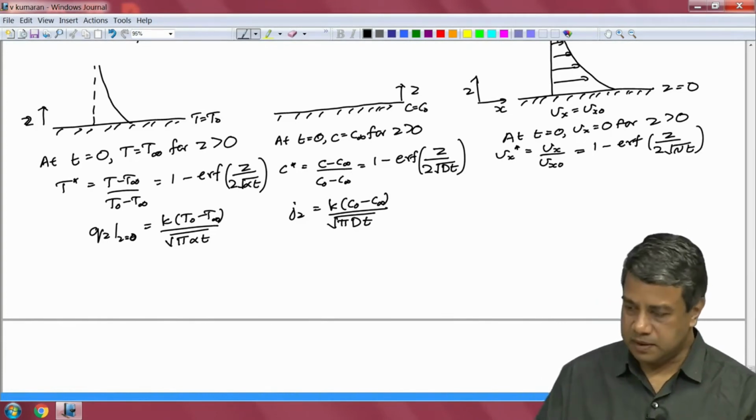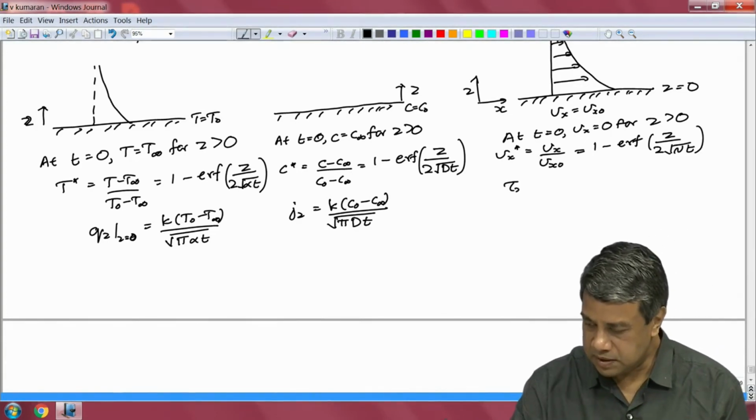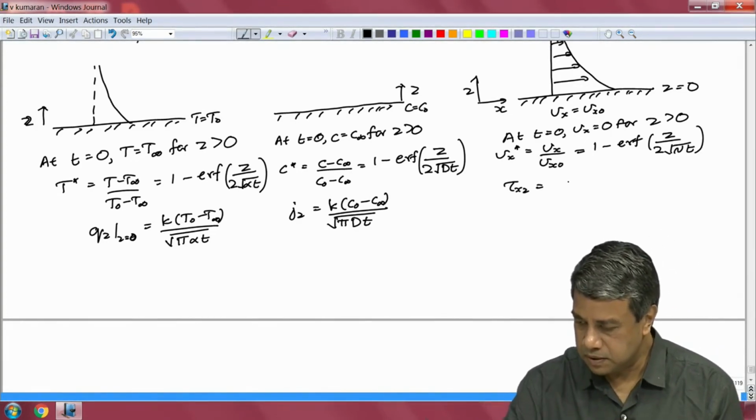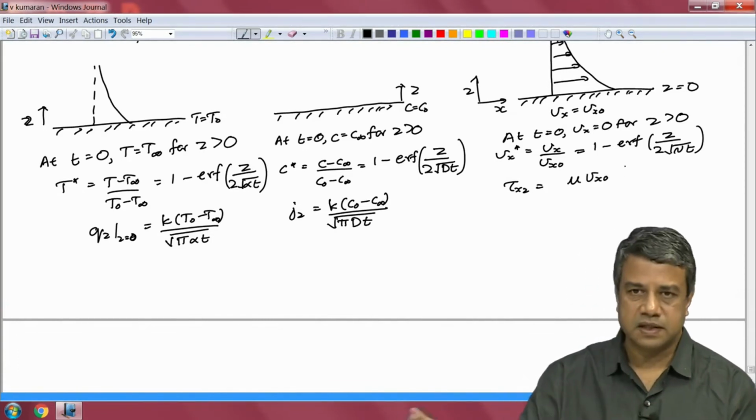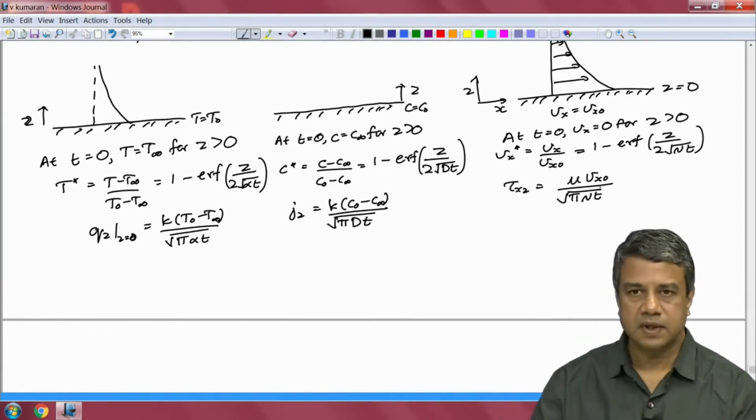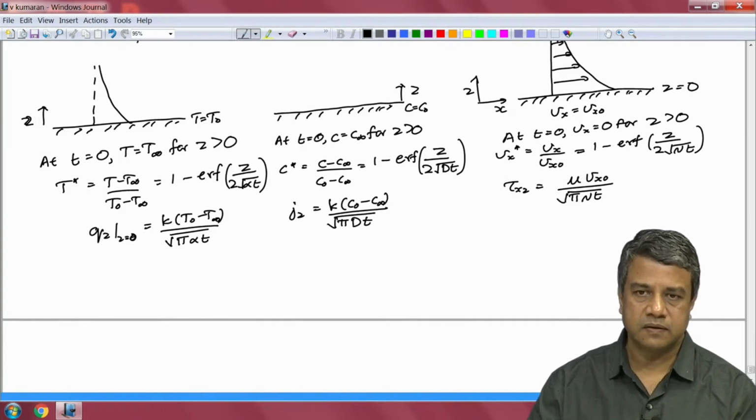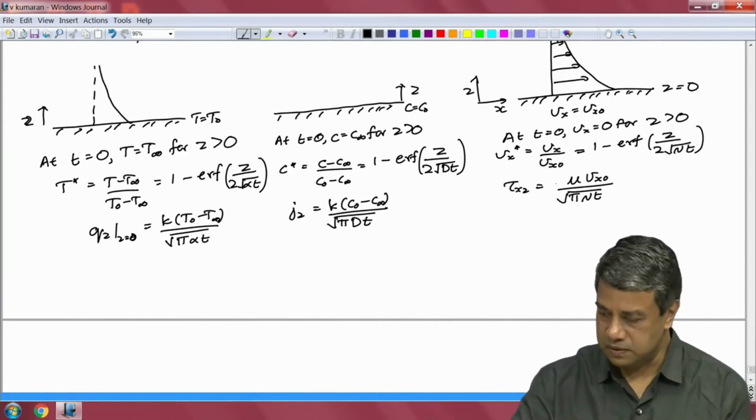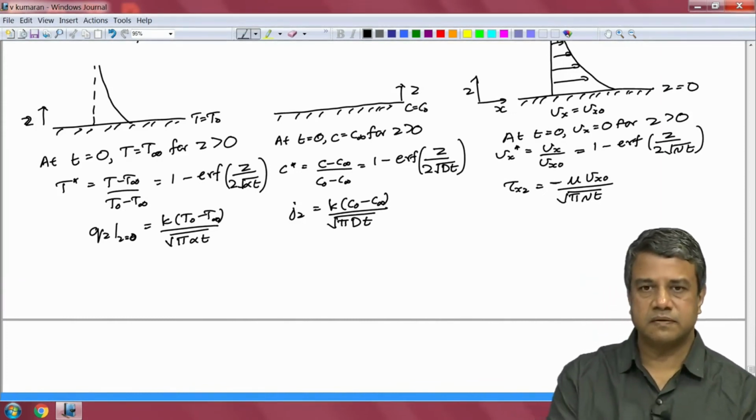And for momentum transfer, tau xz is equal to mu into Vx naught, Vx infinity is 0 in this case, by root of pi nu t. In this case, the stress is the negative of the momentum flux upwards, because it is the force exerted on a volume whose outward unit normal is in the z direction, and therefore, the momentum increases for the surface below, and this will have a negative sign for that reason.